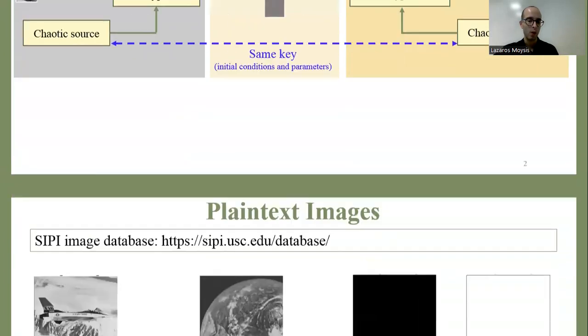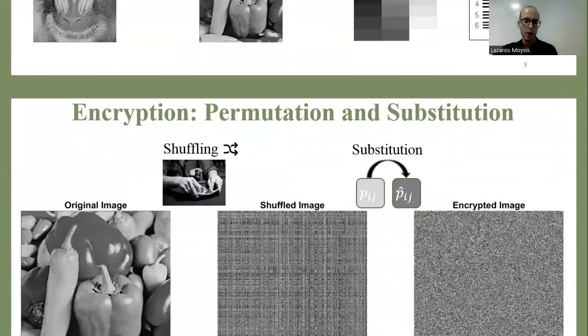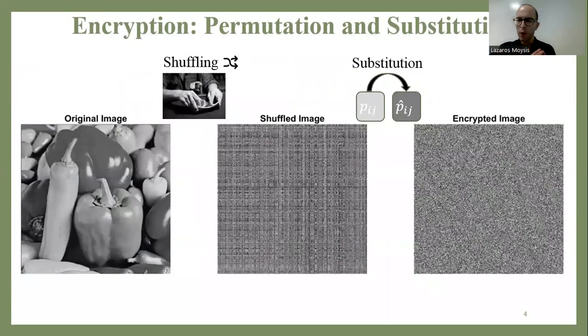Okay. First of all, let me point everyone to the very well-known CP database. This has a lot of images that are very commonly used in encryption and chaos-based encryption papers. So you can visit this website and download any images that you want in order to use in your own works. So I'm going to discuss two very simplistic processes that are commonly used in chaos-based encryption.